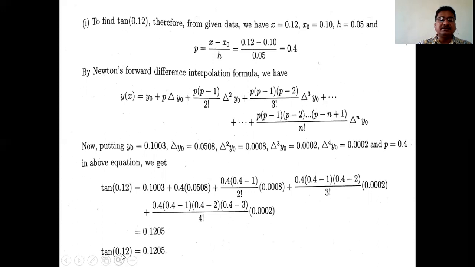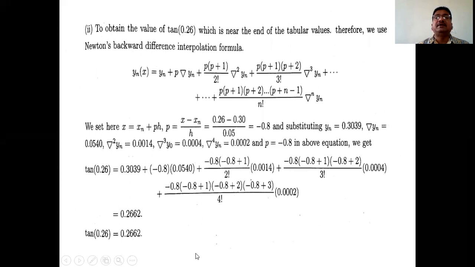We can also tally this answer by using a calculator. Convert the calculator to radian, because this 0.12 is in radians, and find tan 0.12, so this answer we can tally by using a calculator.